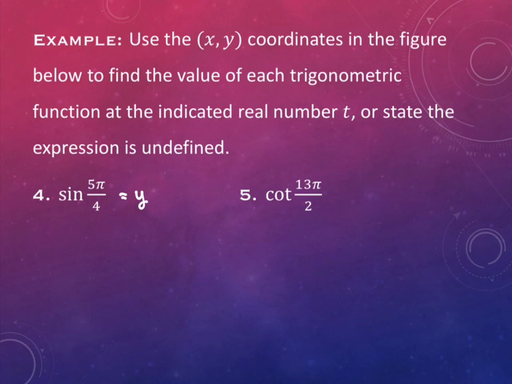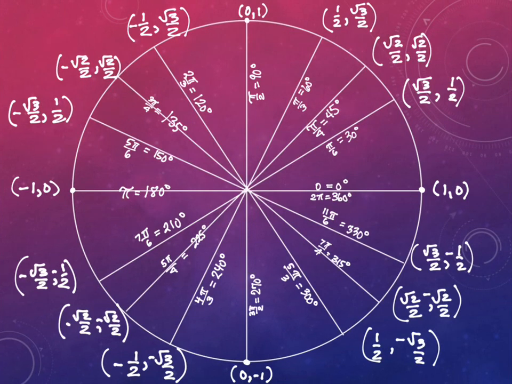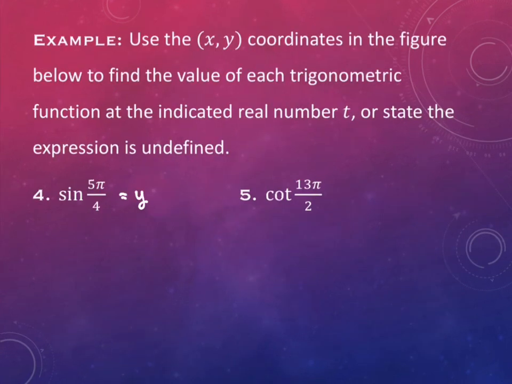And it's telling us to go to 5 pi over 4. Where is 5 pi over 4? Third quadrant. It's right here, and this is the ordered pair. Sine is y. What's the y value that's been circled? Negative square root 2 over 2. Right? Yeah, that's the one. So this answer is simply negative square root 2 over 2.